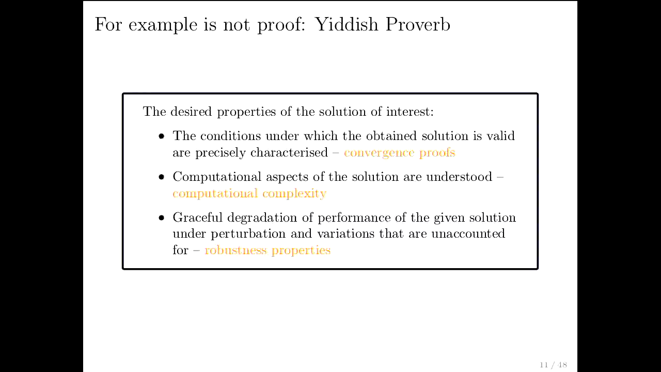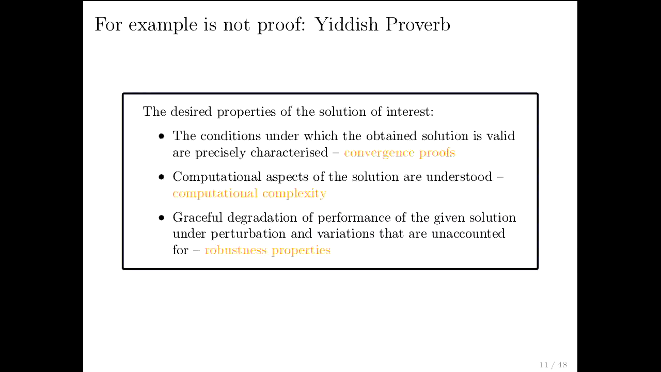Then we look into the computational aspects of the solution. I can have a great method that gives me the exact solution to a problem, but it takes the lifespan of the universe to give me that solution. That's useless. To be able to judge that, you have to understand the numerical properties of that method. And then we have to be able to characterize how the performance of a particular method degrades as we move away from the idealized situations that we assumed when we analyzed it.